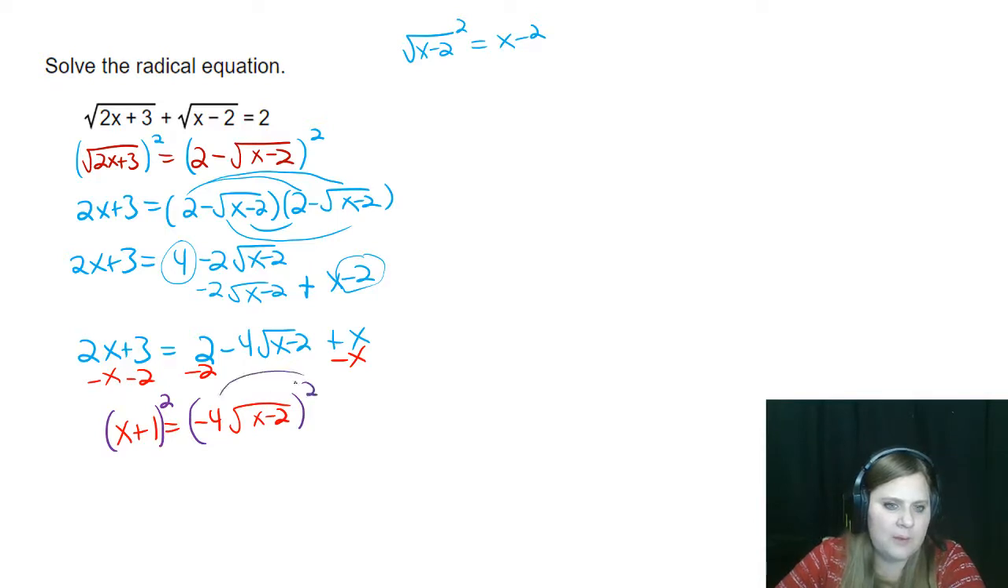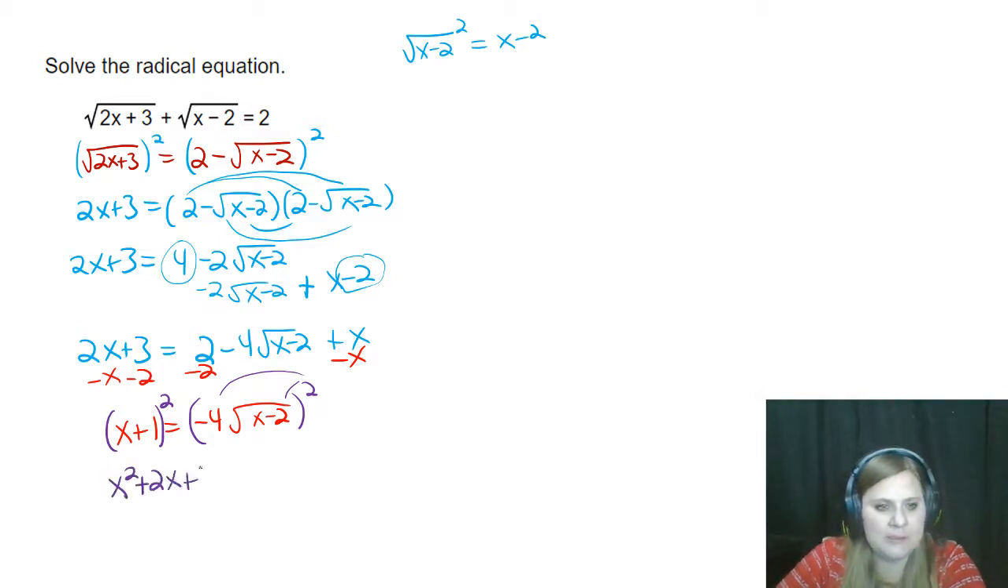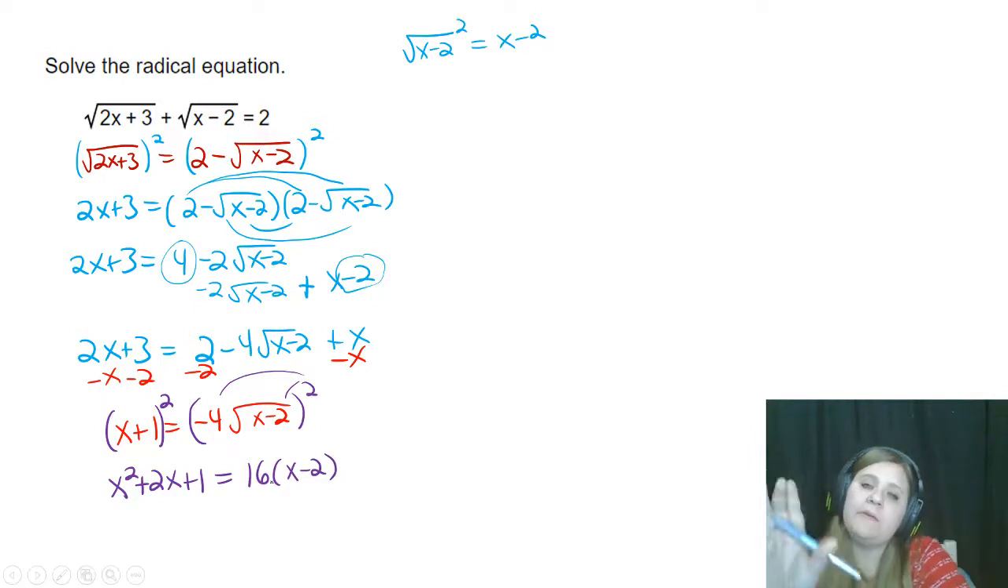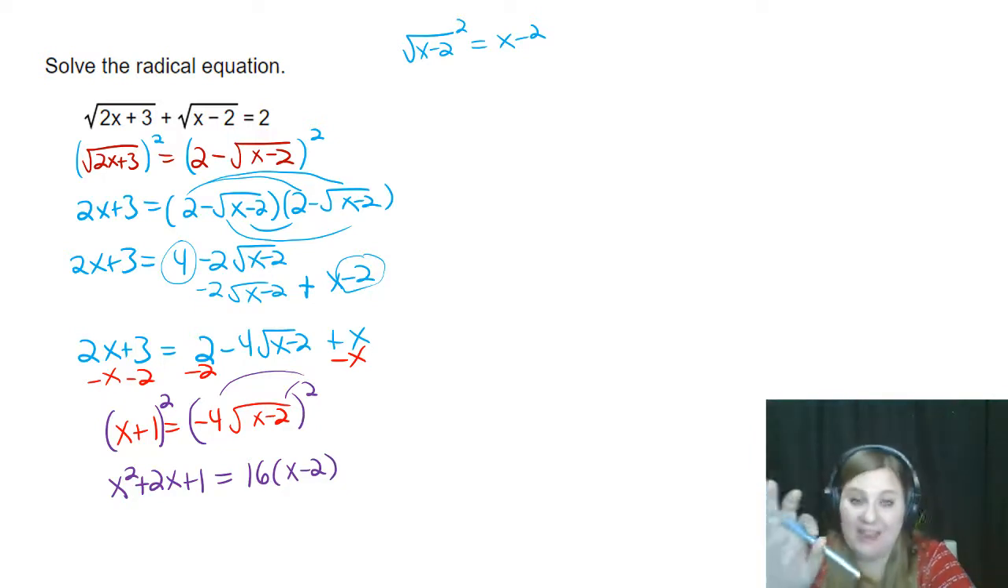And note that when I'm squaring, I square both pieces. On the left side, x plus 1 squared, when you FOILed it out, should be x squared plus 2x plus 1. On the right side, you should have 16 and x minus 2. If you didn't get this far, go ahead and pause the video, catch up, and finish solving this.